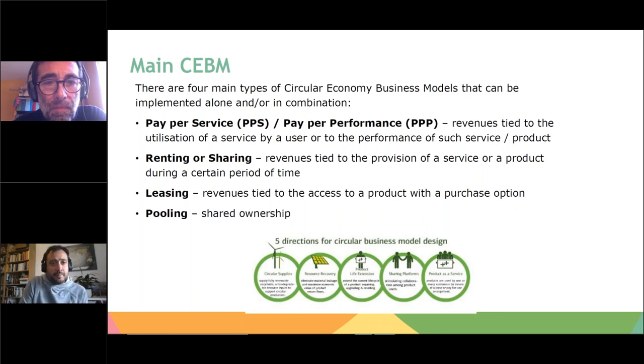Other kinds of business models could be renting or sharing. This has been quite used in other sectors, but not in buildings. But it's just starting to be studied and piloted in some cases.